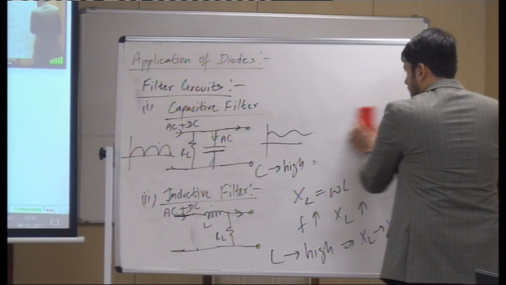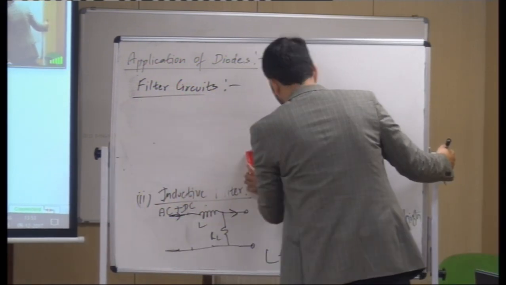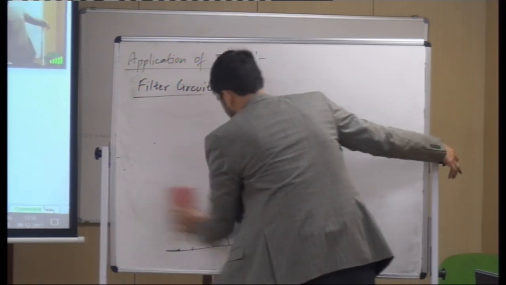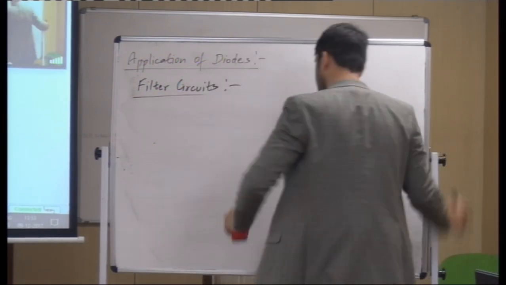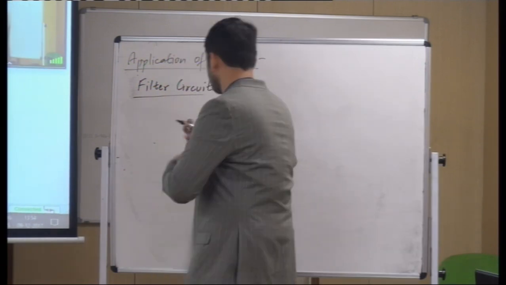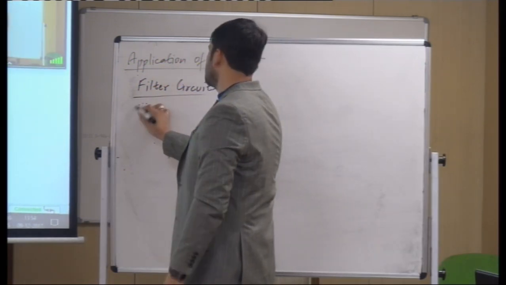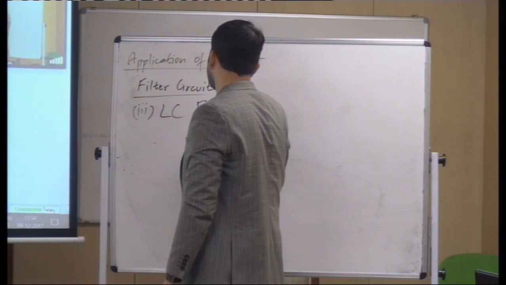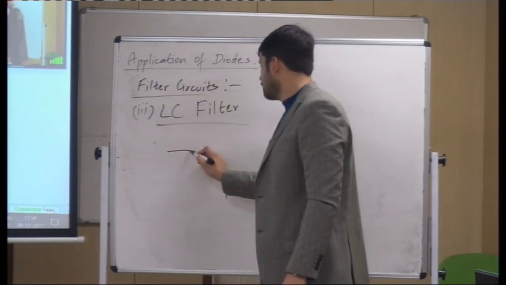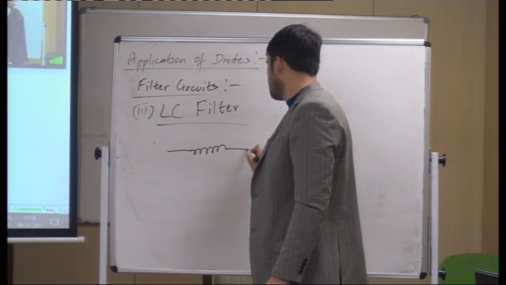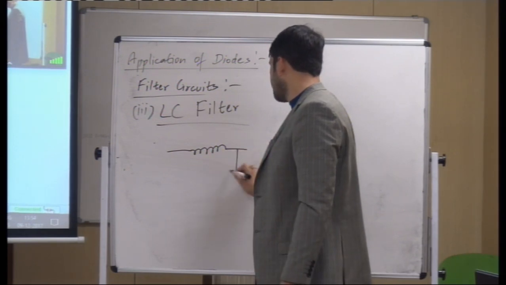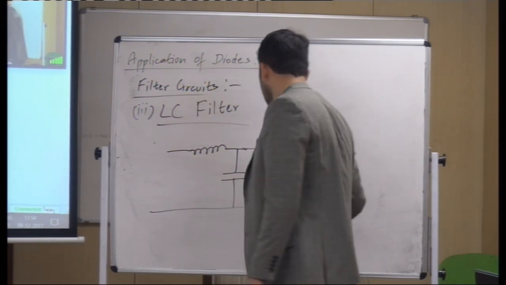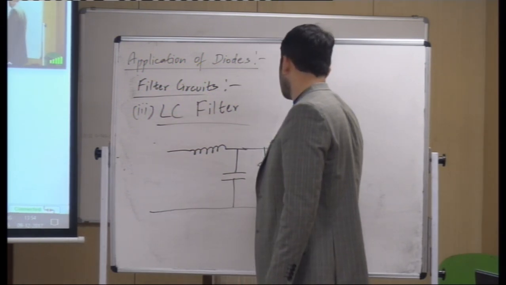The third one, and the best for our purpose. Okay, the third one is the LC filter. It's a combination of both. So what happens, you place an inductor in series and a capacitor in parallel, like this.